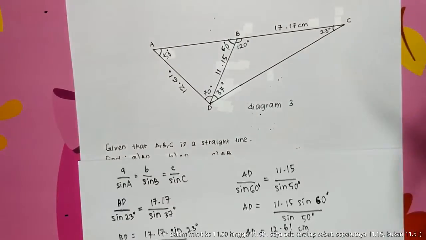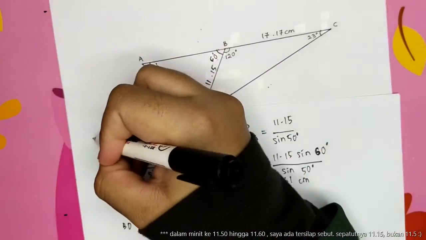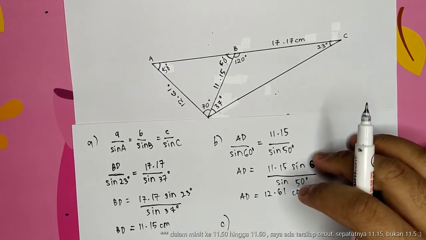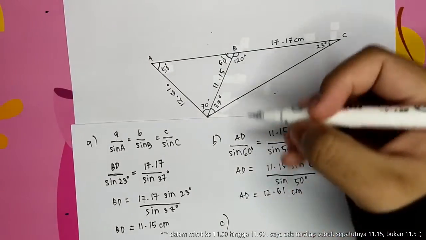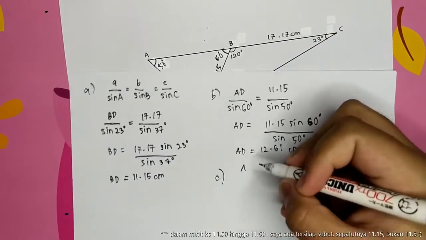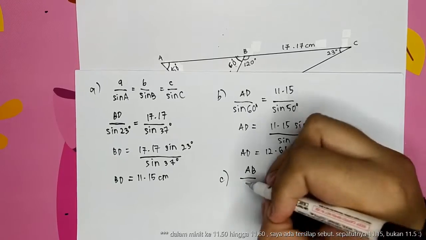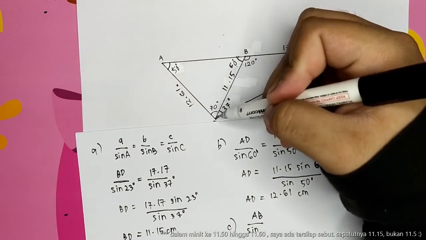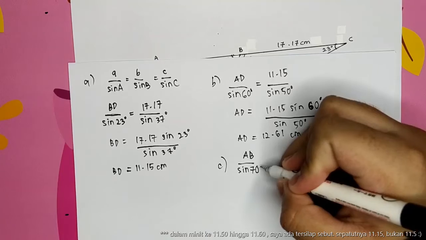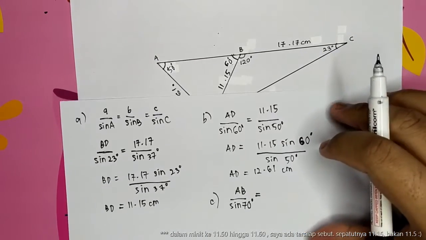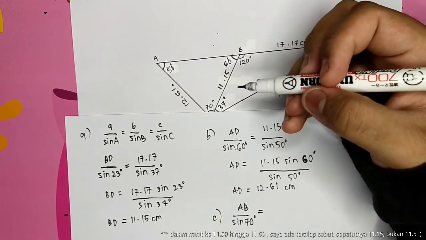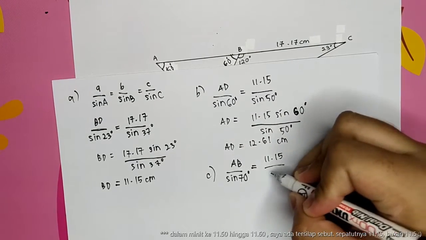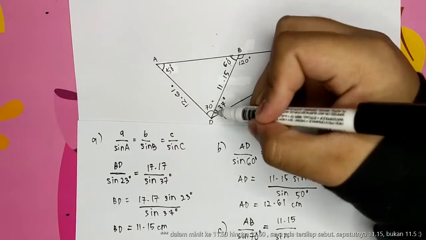So the third question is find the value of AB. So AB is right here. It's simple. Just use the same formula. So this is A, this is B, and this is, okay, let's say this is C. So let's take AB as AB over sine. The opposite angle of this side is here, 70. AB sine 70 equal to, let's make use of this side, which is 11.15 over sine. The opposite angle of this side is 50.